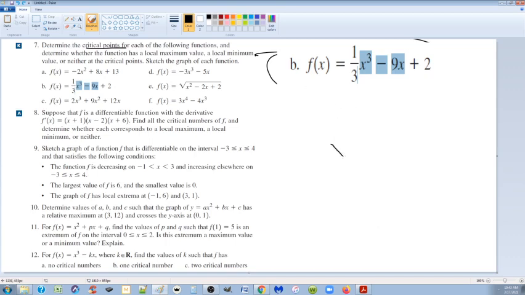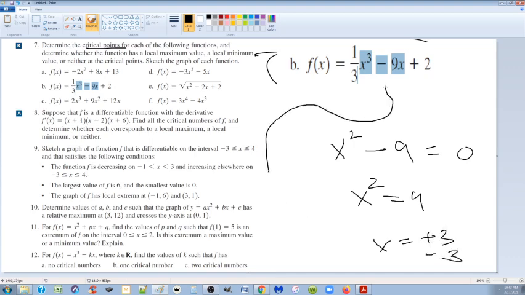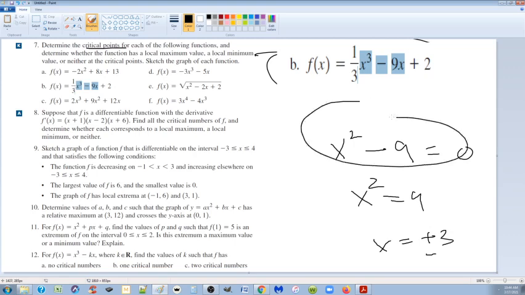So taking the derivative, I've got x squared minus 9. I set that equal to 0. I get x squared is equal to 9. So that means x is equal to plus 3 and minus 3. And already I can tell you the minus 3 is the max and the 3 is the min. Has to be. Okay, so putting it in though, do I have to bother?